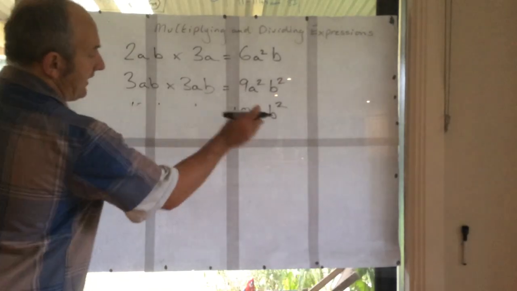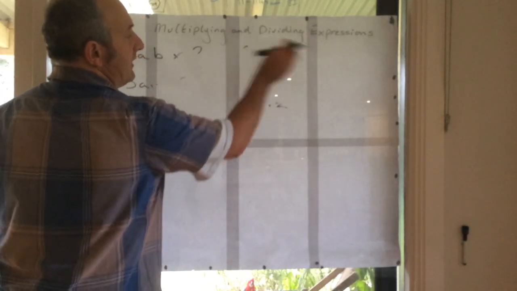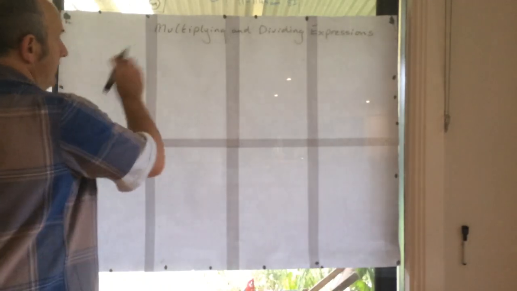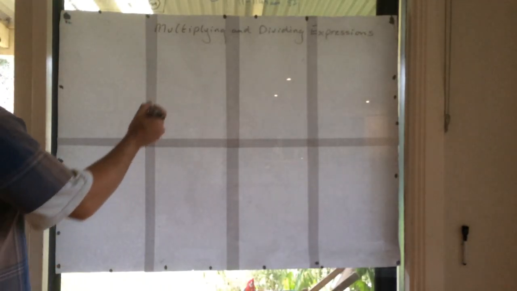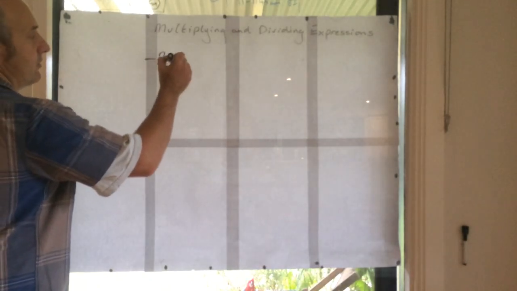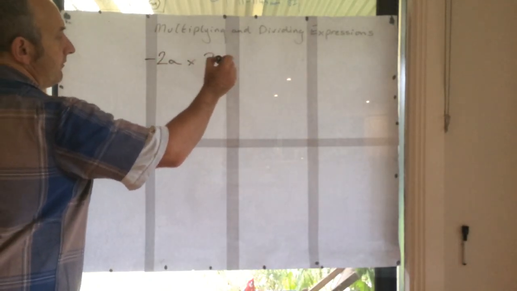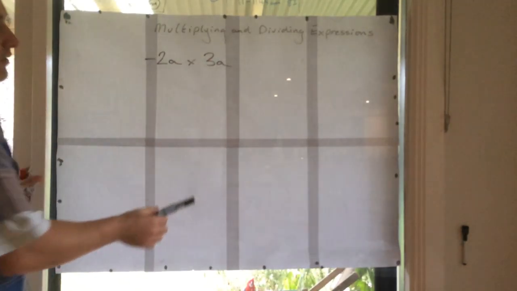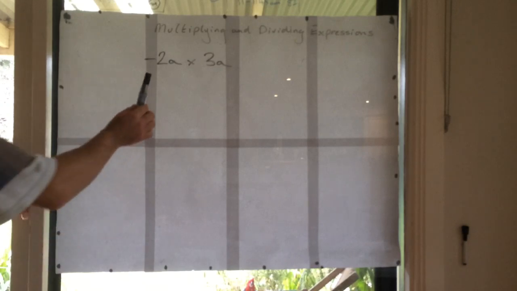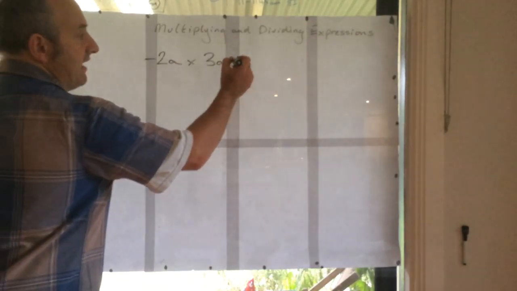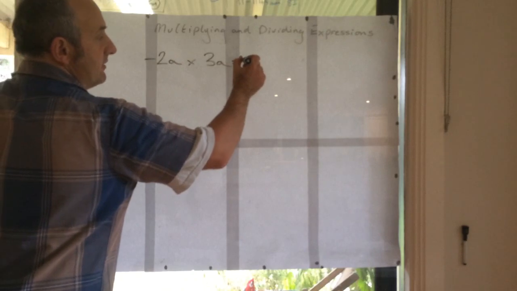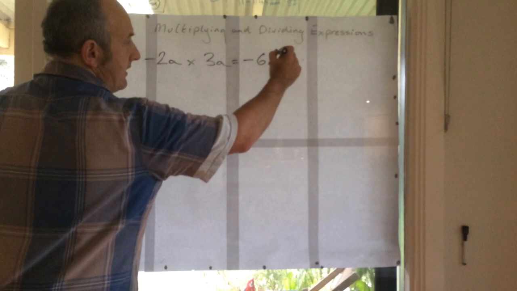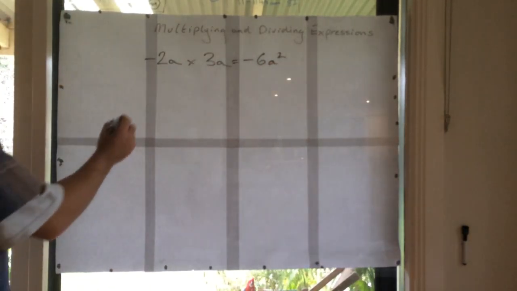One of the little things that we have to be really careful of are questions when we multiply that look a tiny little bit like this. So I'll keep it nice and easy. What if I've got this? Negative 2a times 3a. Now, what is a negative times a positive? We can recall from our directed numbers, a negative times a positive is a negative. So this is going to give us negative 6a squared.